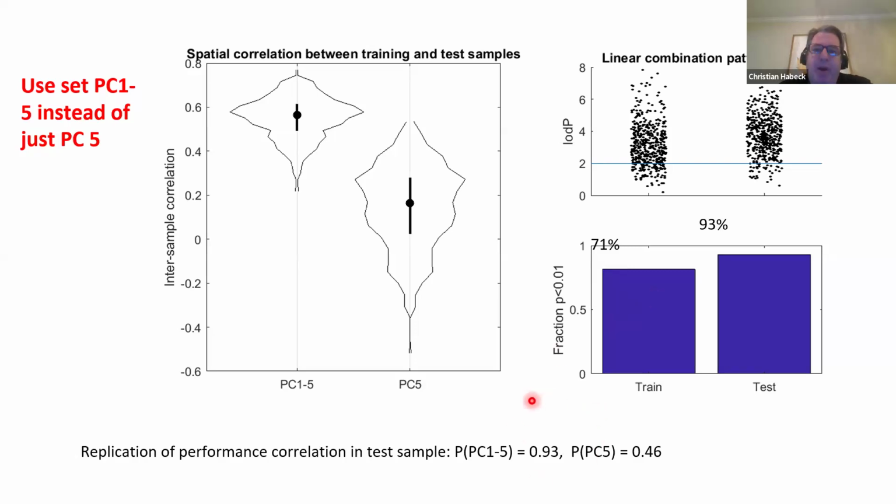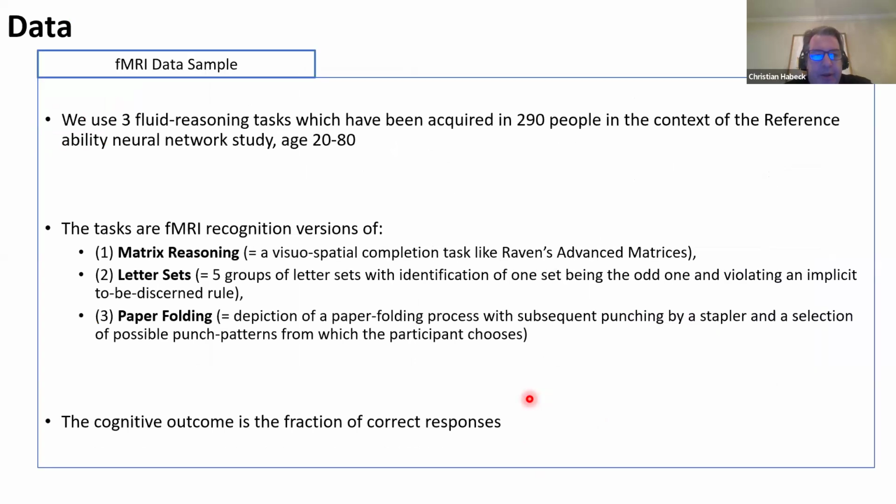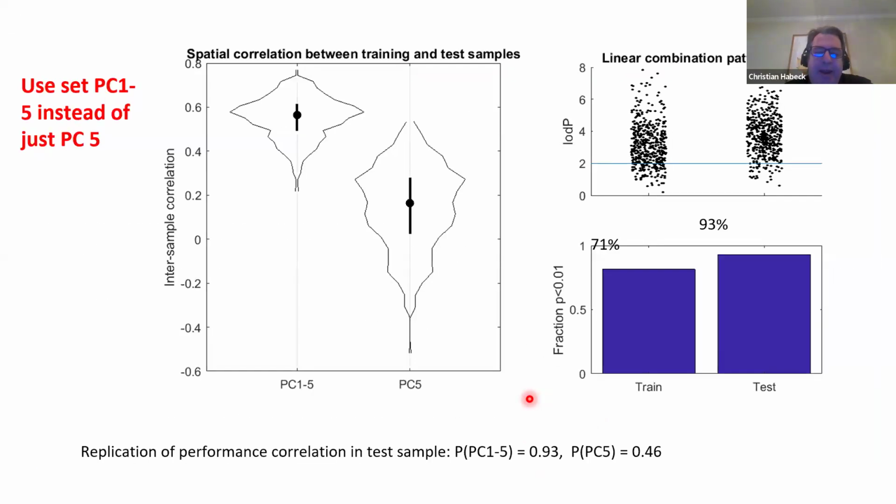So anyway, the takeaway point is don't take single principal components. Take a whole slew of them, ideally, and then construct a pattern that predicts behavioral performance. That's a much more robust way that inferentially works better.